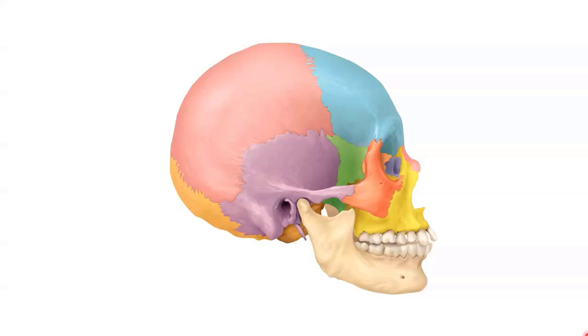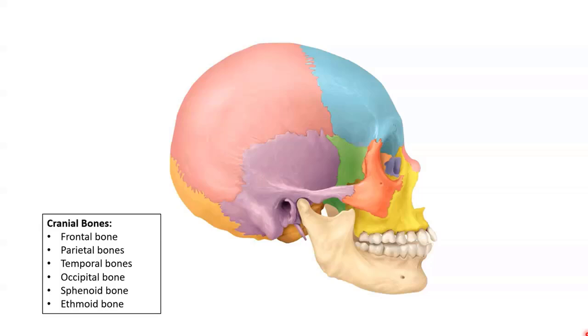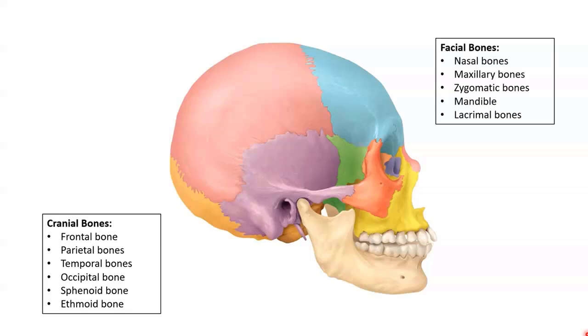The bones of the skull are grouped into two categories: cranial bones and facial bones. The cranial bones form the cranial cavity and enclose and protect the brain. These bones include our frontal bone, two parietal bones, two temporal bones, the occipital bone, sphenoid bone, and ethmoid bone. The facial bones form the face and include two nasal bones, two maxillary bones, two zygomatic bones, the mandible, and two lacrimal bones, among others.